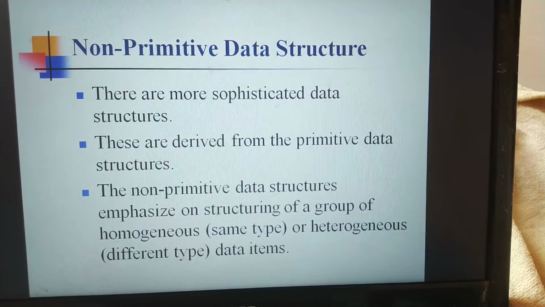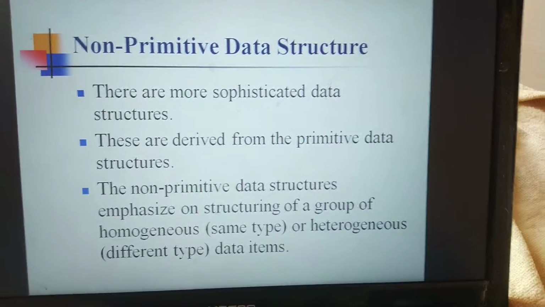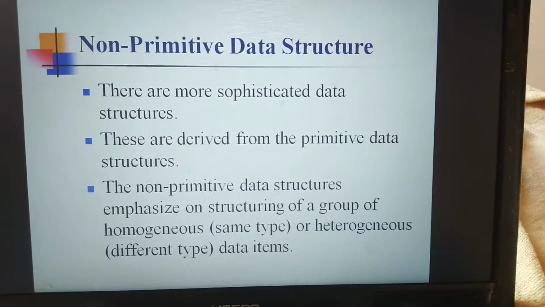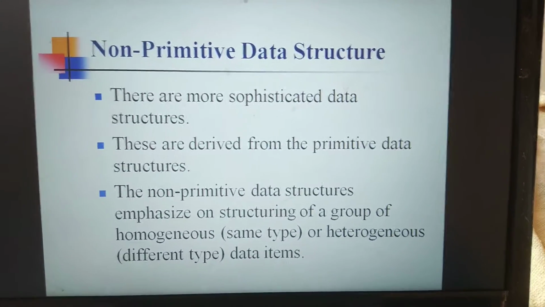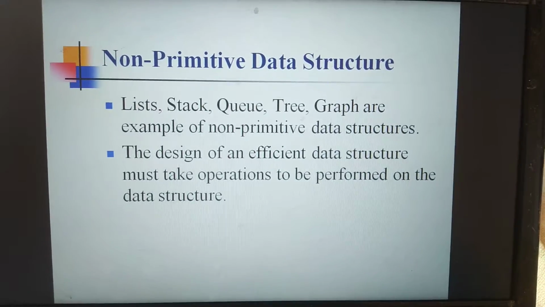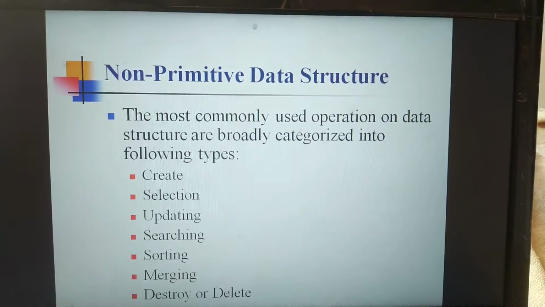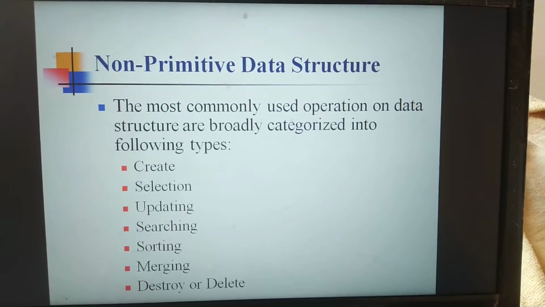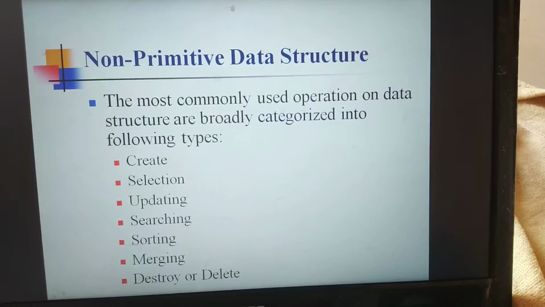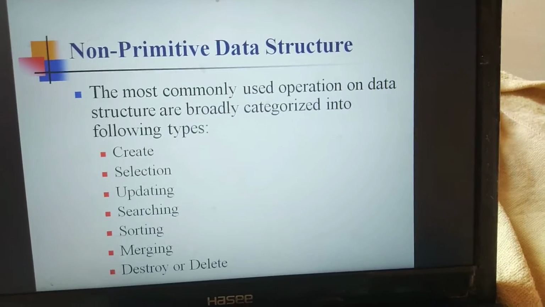In these structures, the emphasis is on structuring a group of data into two categories: one is homogeneous and the other is heterogeneous. Homogeneous is based on the same type of data, and heterogeneous is based on different types. For example, as we already know, list, stack, queue, tree, graphs, etc. The various operations used in the non-primitive data structures are creation, selection, updation, searching, sorting, merging, and removing, that is, the deletion part.